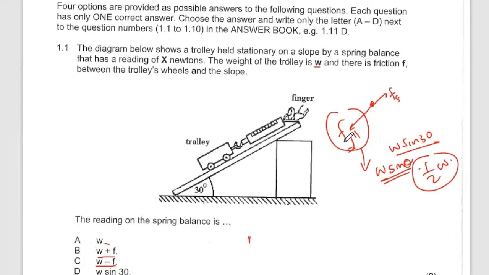So this question doesn't seem to have any correct option. None of the options are correct for 1.1.